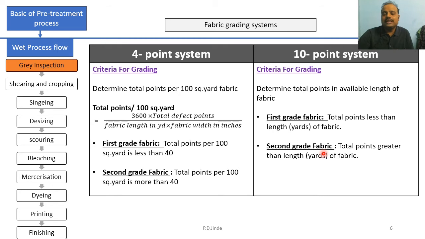So 50 is greater than 40, so in that case fabric is graded as a second grade fabric. So for clarity purpose, I'm going to give you an example so that you can see and identify whether the given fabric is first grade or second grade in the 4-point and 10-point system. So let's start and understand the example.